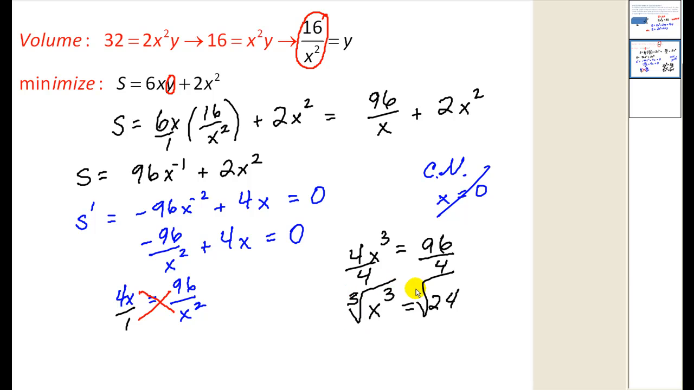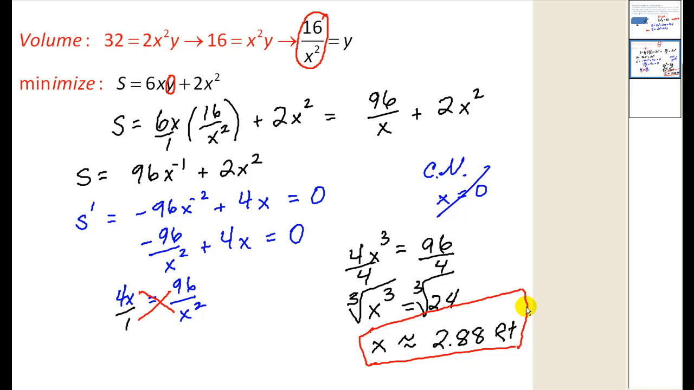Take the cube root of both sides. X would be approximately 2.88. Remember, our volume was in cubic feet, so our width of the box is approximately 2.88 feet.